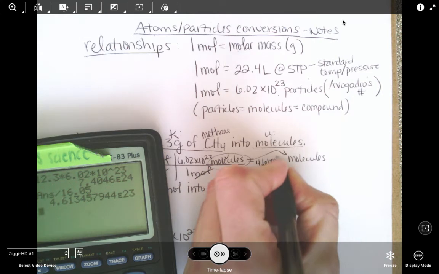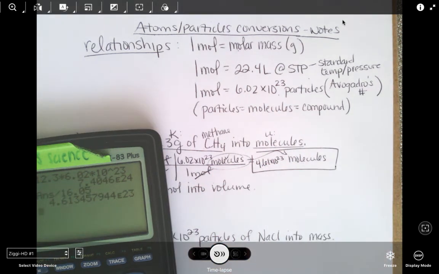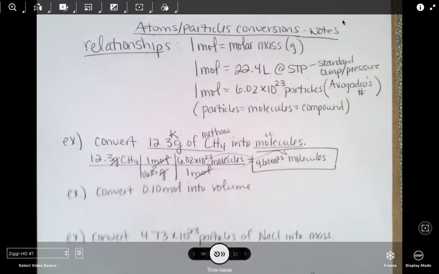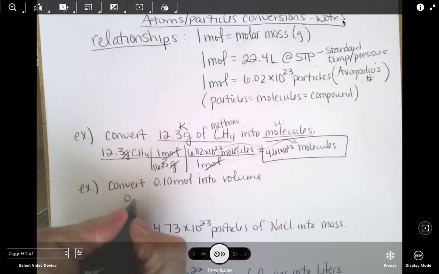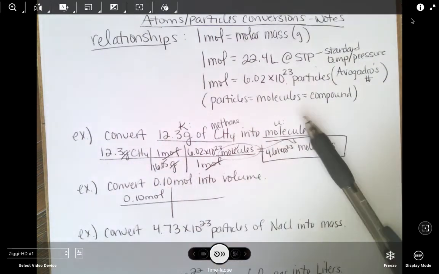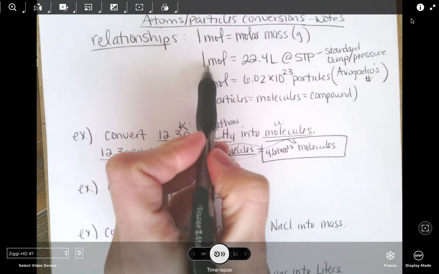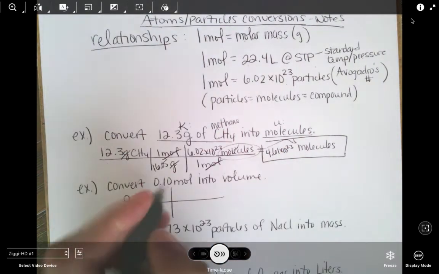4.61 times 10 to the 23rd, and that's my answer in scientific notation. All right, next problem. Convert moles into volume. So my known is 0.10 moles, and I want to convert that into volume. Well, I know that the relationship up here states that 1 mole equals 22.4 liters. So I can use that relationship.